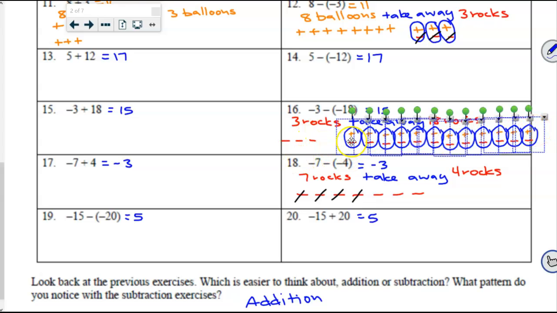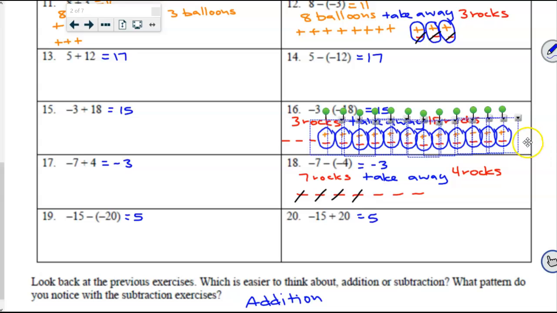Yes, Emily? You got a -5? Yeah, that is incorrect. So let's keep going through this and see what we can do.